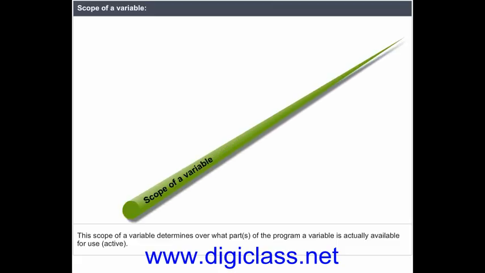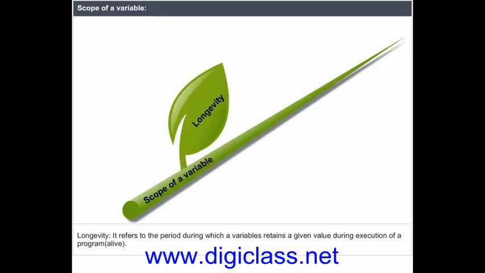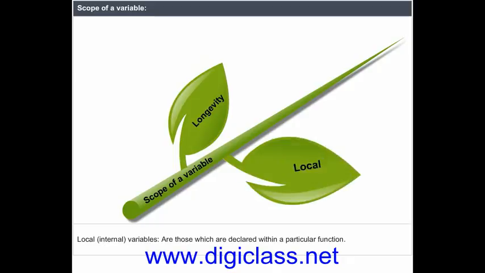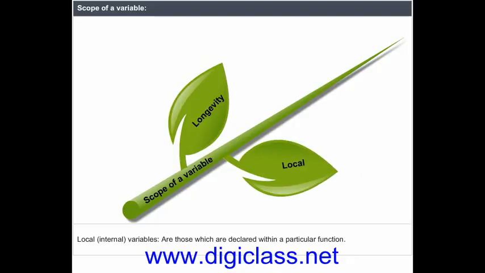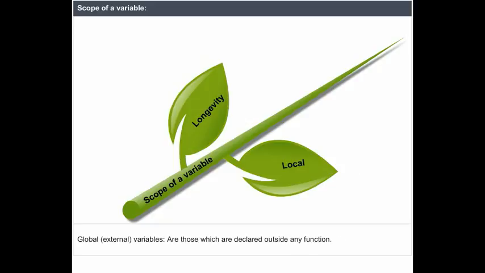Scope of a variable. The scope of a variable determines over what part or parts of the program a variable is actually available for use (active). Longevity refers to the period during which a variable retains a given value during execution of a program (alive). Local or internal variables are those which are declared within a particular function.